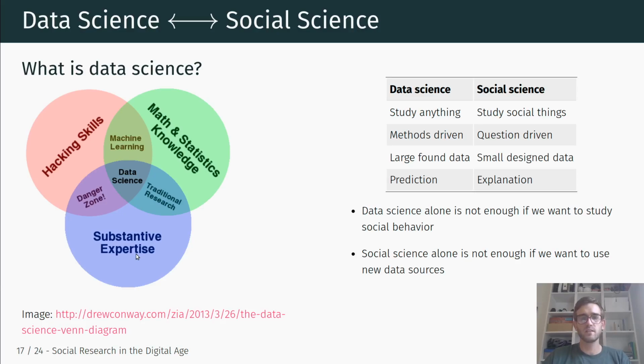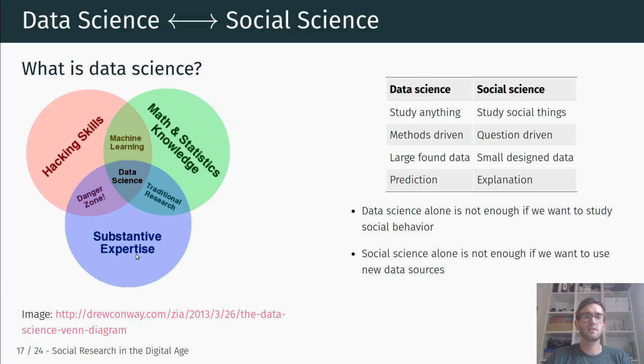But a key distinction to data scientists is that we're more interested in explanation and not so much in prediction. We're interested in testing causal hypotheses and things like that, rather than just having the most accurate possible prediction of some outcome of interest, for example.